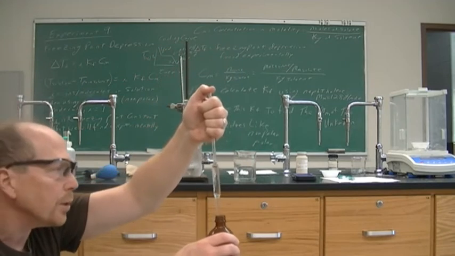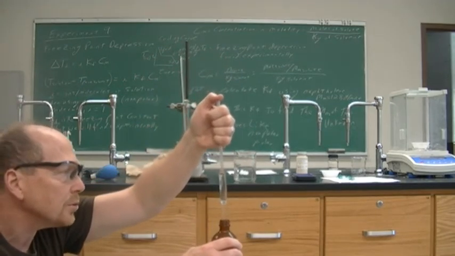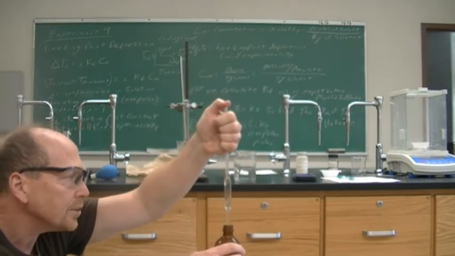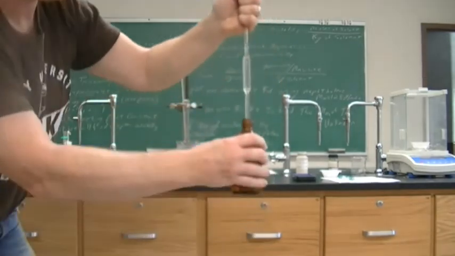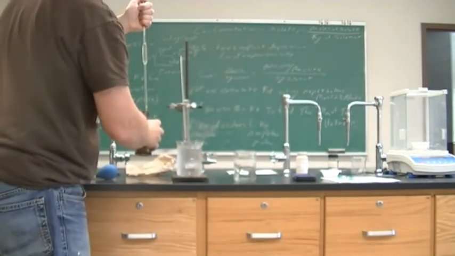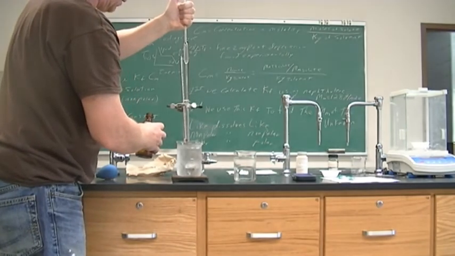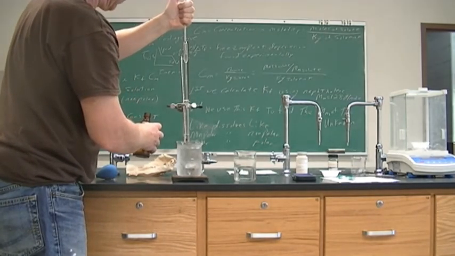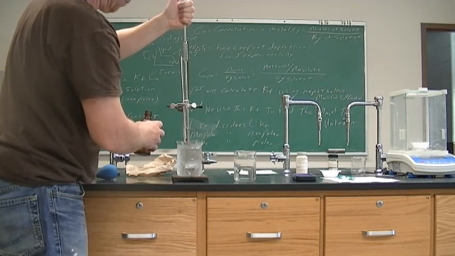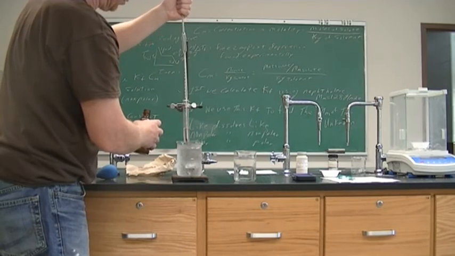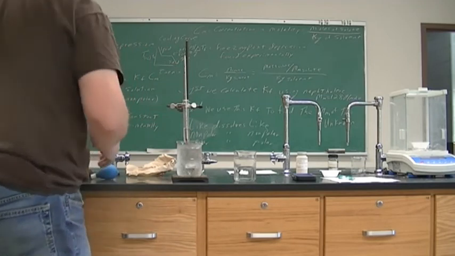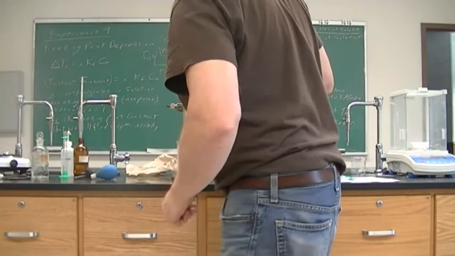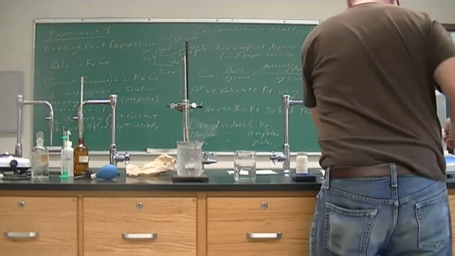letting that bubble go down slowly, the meniscus goes down until it hits the top of the line. That's exactly 10 mils. That will be then delivered into our test tube. So again, you don't blow out the last amount. It is to deliver. There is some in the tip, but it has delivered 10 mils of cyclohexane into the test tube.